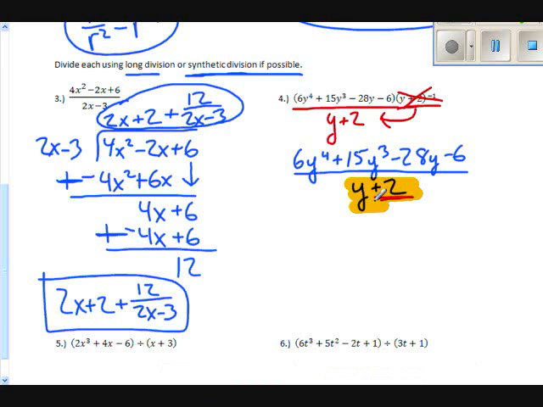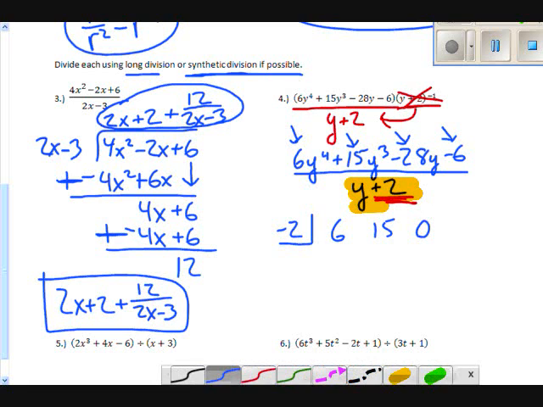Okay? So I take a look at this. It's a plus 2. I take the opposite of that, which would be a negative 2, and I put it in my box. Now I write down the coefficients of what I have up here, and I have to put zeros in for any missing terms. So I've got 6, 15, and then here's where my 0 goes, because if I look, I was missing a term. I've got a y to the 4th, y to the 3rd. I'm missing a y to the 2nd, so I have to put a 0 in its place.